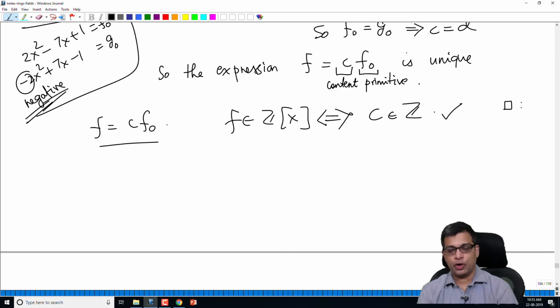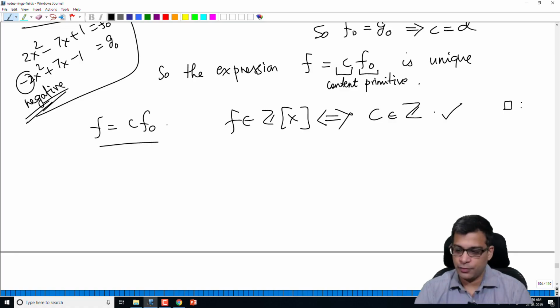So if you take a rational polynomial, find its content. If that content happens to be an integer, then the rational polynomial is actually an integer polynomial. Similarly, if you take an integer polynomial, write its content, then that content must be an integer. So that's what we have shown. Okay, so let me stop the video here. In this video, we defined primitive polynomials and we proved a very important theorem called Gauss's Lemma, which says that the product of primitive polynomials is primitive. And then we have shown that every rational polynomial can be written as a rational number times a primitive polynomial, and that rational number is called the content.